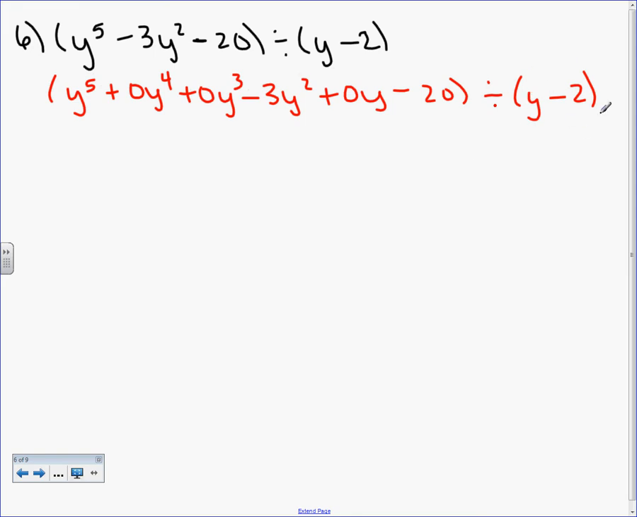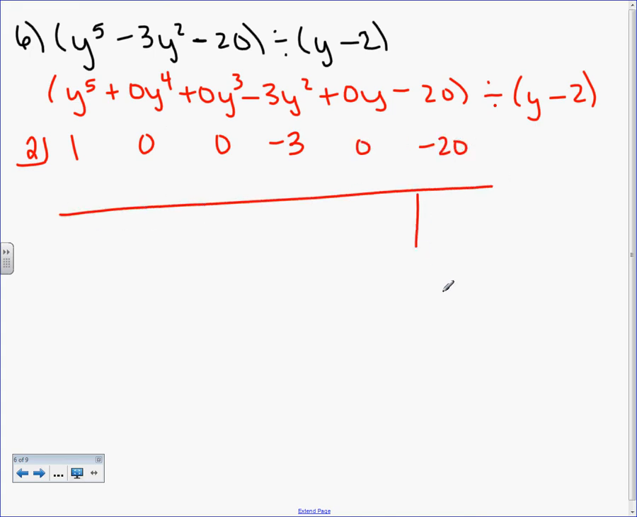Is this a binomial? Yes. Is it 1y to the 1? Yes. What goes in the box? 2. Okay. What goes behind it? 1, 0, 0, -3, 0, -20. Is that okay? What do I do next?